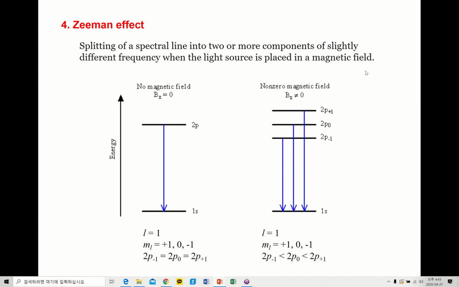From general chemistry, you already learned the four quantum numbers. What are they? The principal quantum number n. n starts from 1, 2, 3, 4. When n is 1, that is the K shell. Another quantum number is l, the azimuthal quantum number. l starts from 0, 1, 2 up to n minus 1.